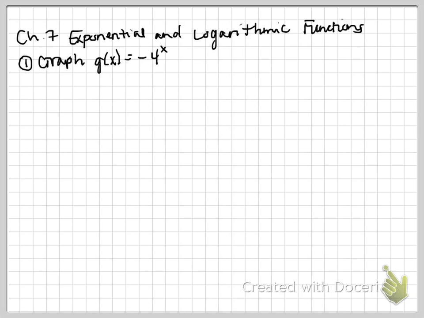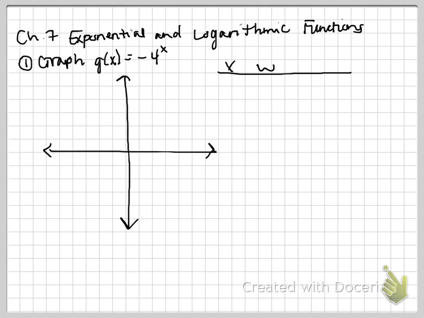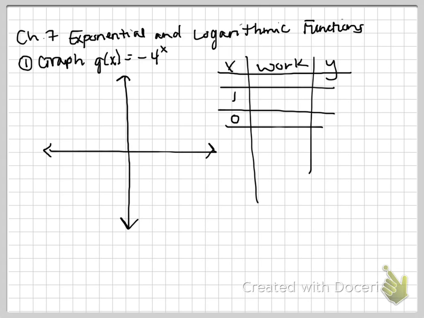Here I have a problem, graph g of x equals -4 to the x power. So let's see what this looks like. I know I'm going to need a coordinate system. Okay. And then I'm going to need to figure out, well, what exactly does this function look like? So I'm going to plug in some values for x, and I'm going to plot those points, and I'm going to see what this function looks like. So I'm going to plug in 0, and then I'll do 2 above and 2 below.